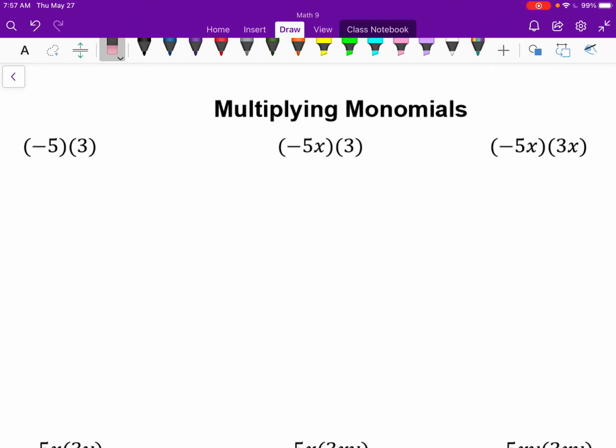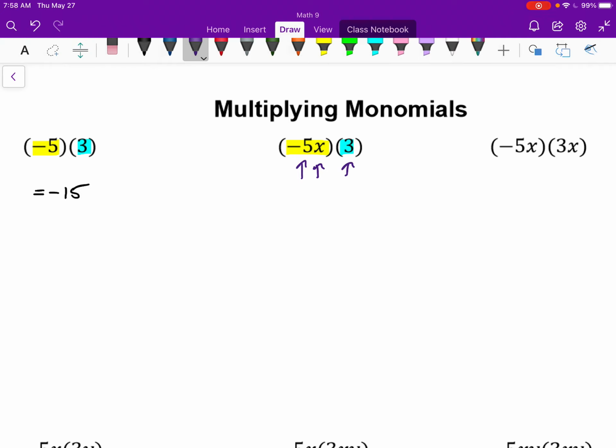So that said, most of what we're going to talk about will involve variables of some sort. But I want to start with negative 5 times 3. Negative 5 is a monomial, 3 is a monomial. Negative 5 times 3 is negative 15. Well, now I have negative 5x times 3, which the only difference is there's that x. So this can be thought of as negative 5 times x times 3.